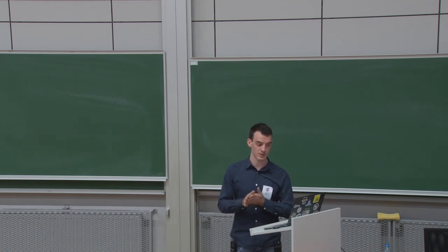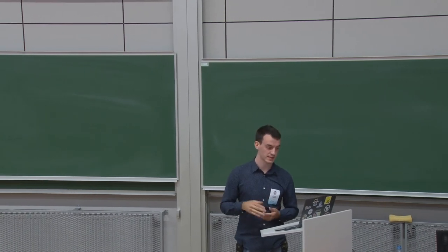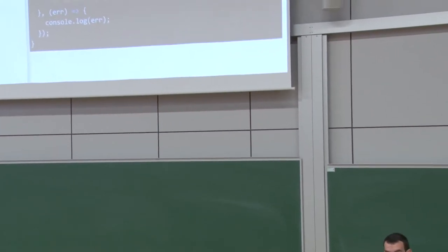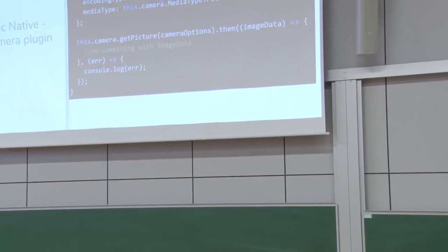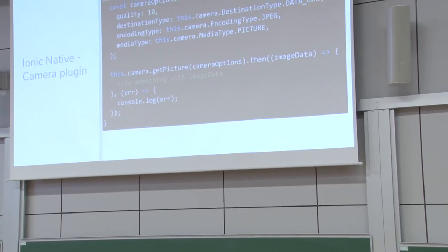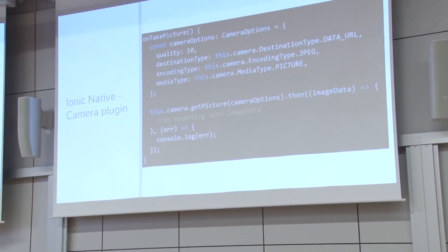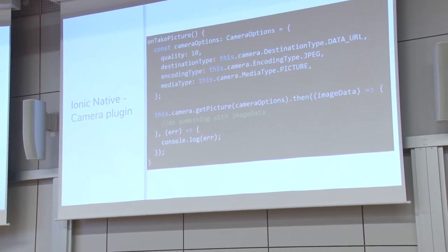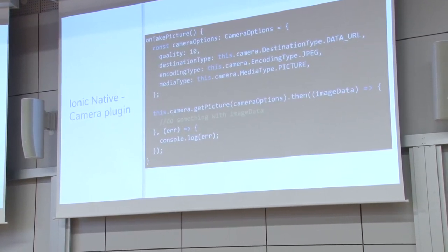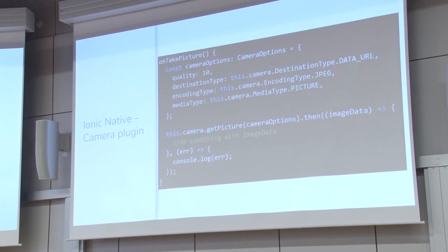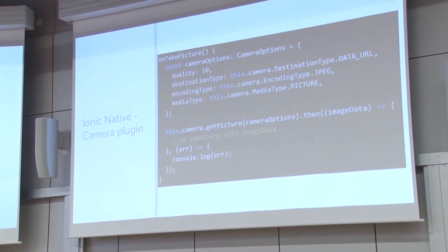So we are setting the quality of image. This is from 1 to 100. We set the 10 and the destination type. Here we have a lot of options. We can save the image taken to the file or to the data URL. And data URL means that it will generate a base64 image string. We set the encoding type, which is JPEG, and the media type of picture.